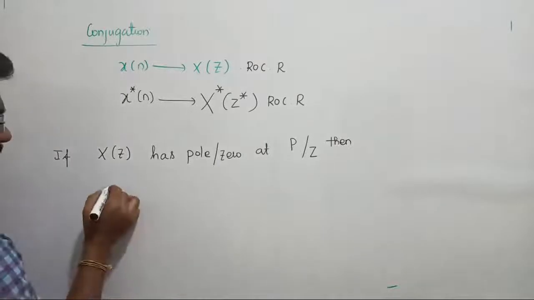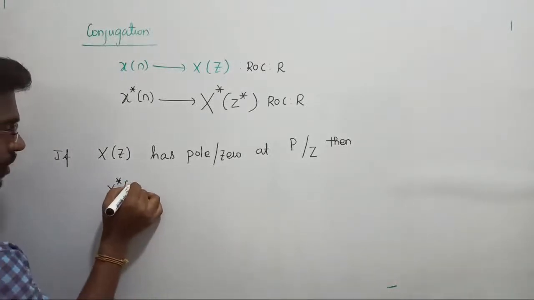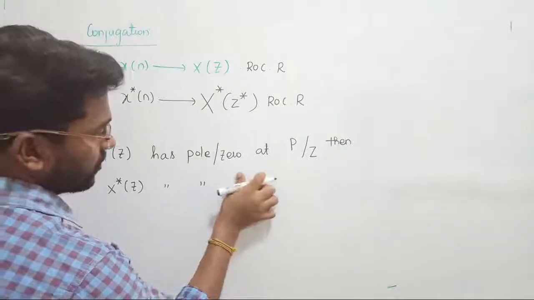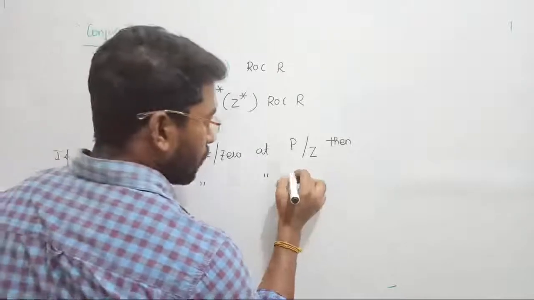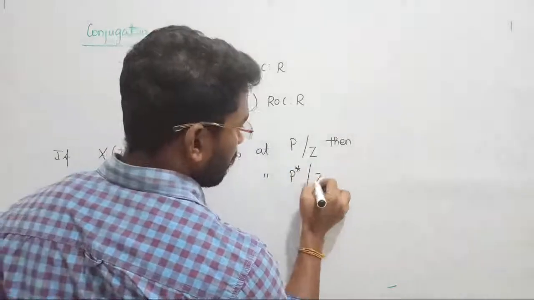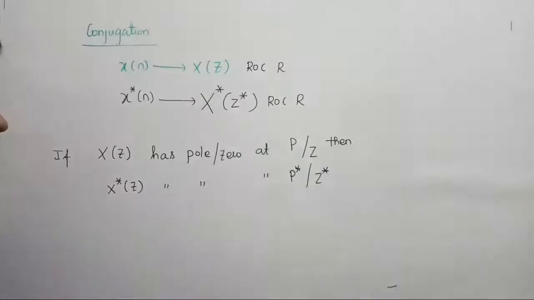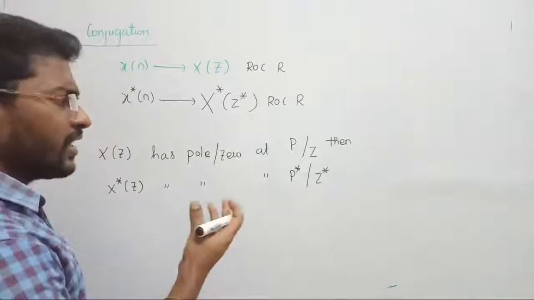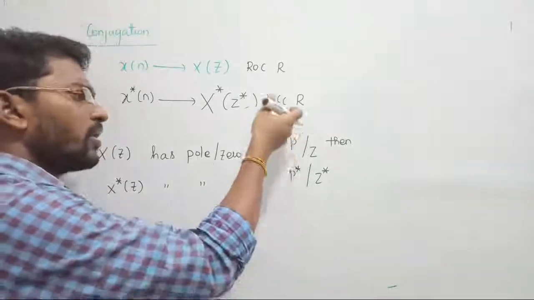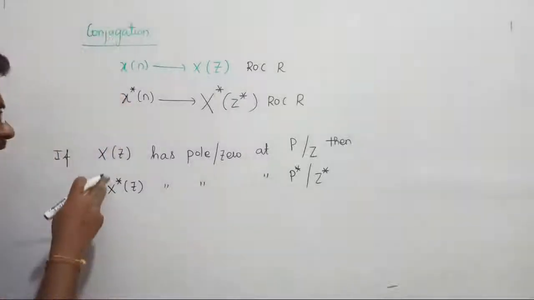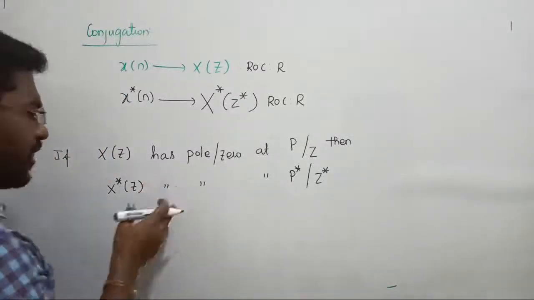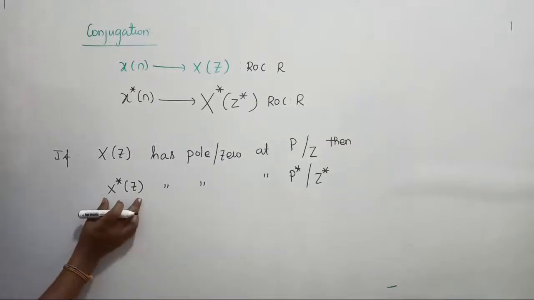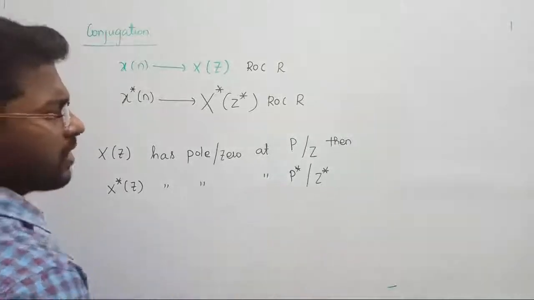Then x conjugate of z has a pole or zero at p conjugate and z conjugate. Are you getting me? Just understand the properties. I am taking some transfer function, and in the transfer function I have some poles and zeros placed at specific locations. Now, if I take the conjugation of this function x of z, what will happen? If I consider x conjugate of z here, it means I have poles at p conjugate and zeros at z conjugate.